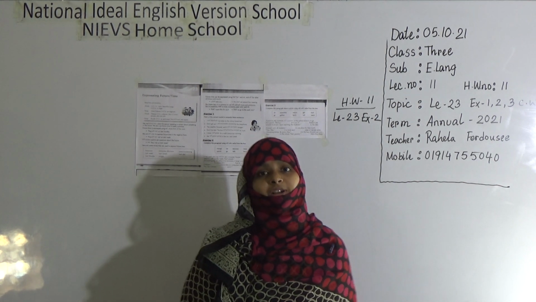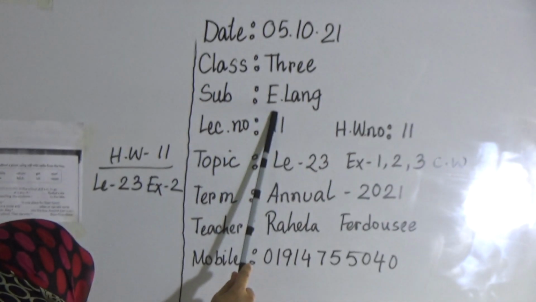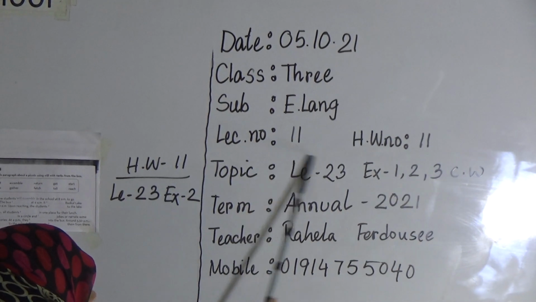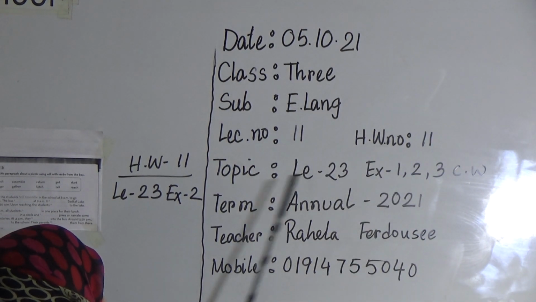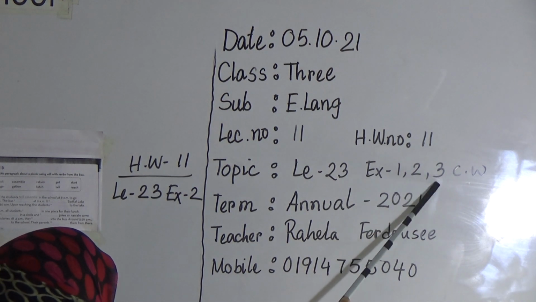Today we are going to have a class with the students of class 3. Our today's subject is English language. Today our lecture number is 11 and SW number is also 11. Today we will discuss lesson 23, exercise 1, 2 and 3.